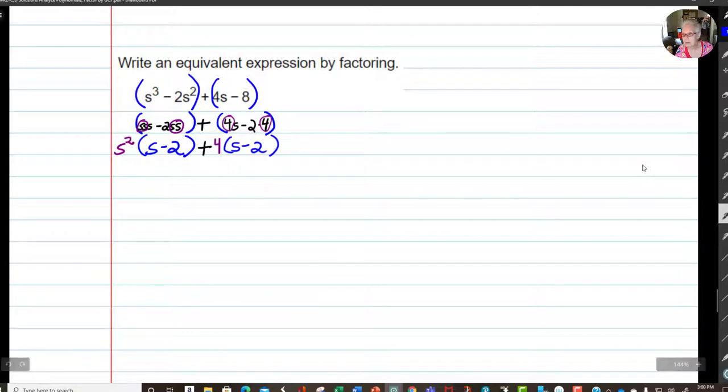So I write the GCF. Now, S minus 2 is the GCF because over here I have an S minus 2, and on the other side of the plus sign, I have an S minus 2. So S minus 2 is the GCF, and the leftovers are S squared plus 4.